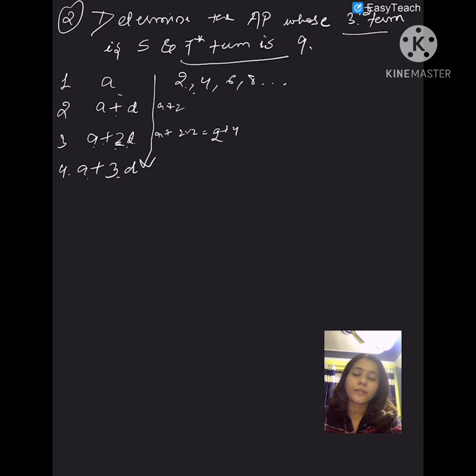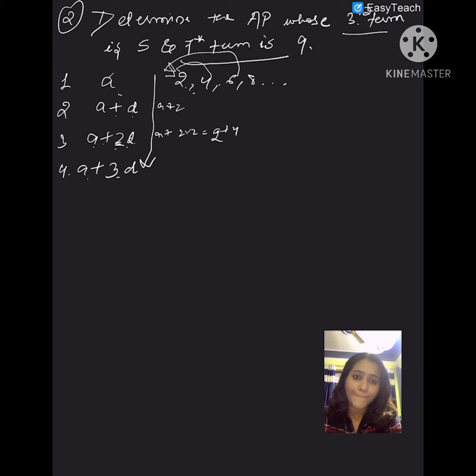Now let's see the next question. Here, determine the AP whose third term is 5 and seventh term is 9. Before proceeding with the question, let me tell you how it goes. If you want the first term, you know the first term is a. In that you add the difference, plus d, and the next term comes. Then you add the difference 2d, and the third term comes. So basically for the third term you write a plus 2d, for the fourth term you write a plus 3d. So here the question says determine the AP whose third term is 5 and seventh term is 9.